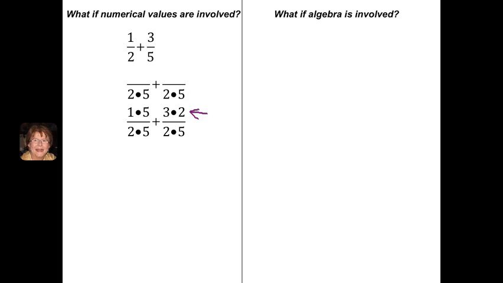If I go to the next slide, I multiplied my denominators. My lowest common denominator is 10. I simplified my numerators. 1 times 5 is 5. 3 times 2 is 6. Now I've got common denominators. Now I can go ahead and keep that denominator and add the numerators. My final result is 11 over 10.